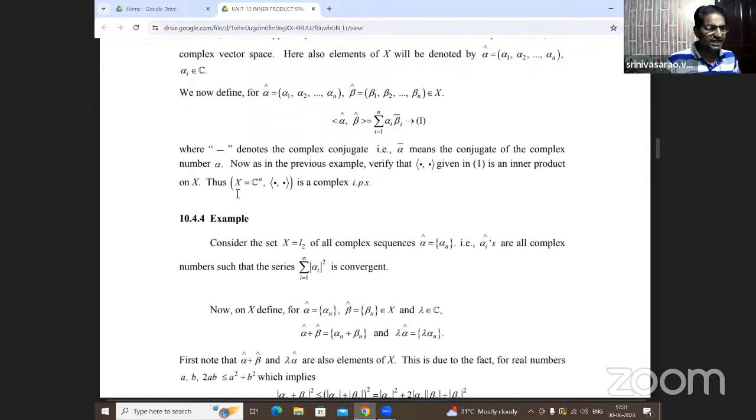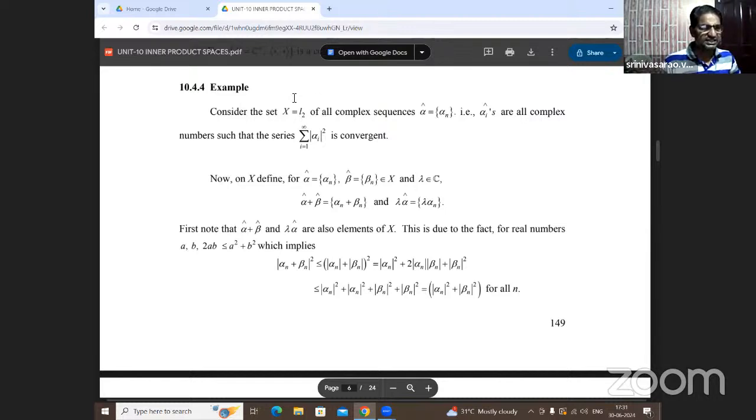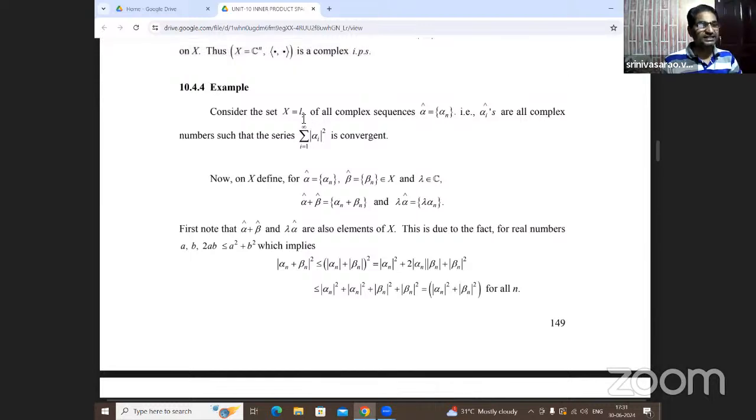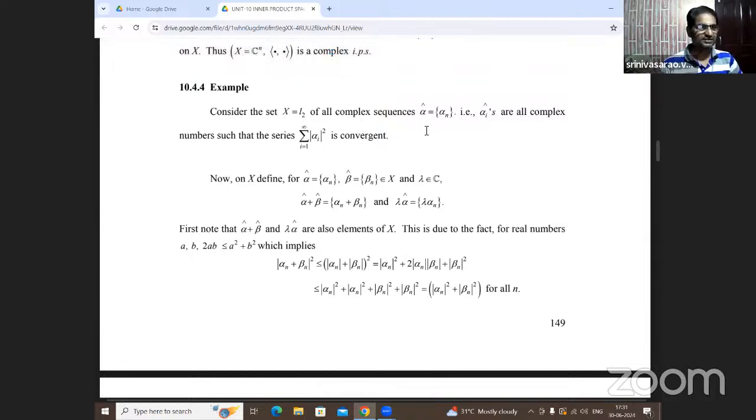Now here X equal to n-tuples of complex numbers under the inner product is a complex inner product space. Now here the third one, L2. What is the meaning of L2? This is the third unit of this part, LP spaces. Consider the set capital X equal to L2 of all complex sequences.